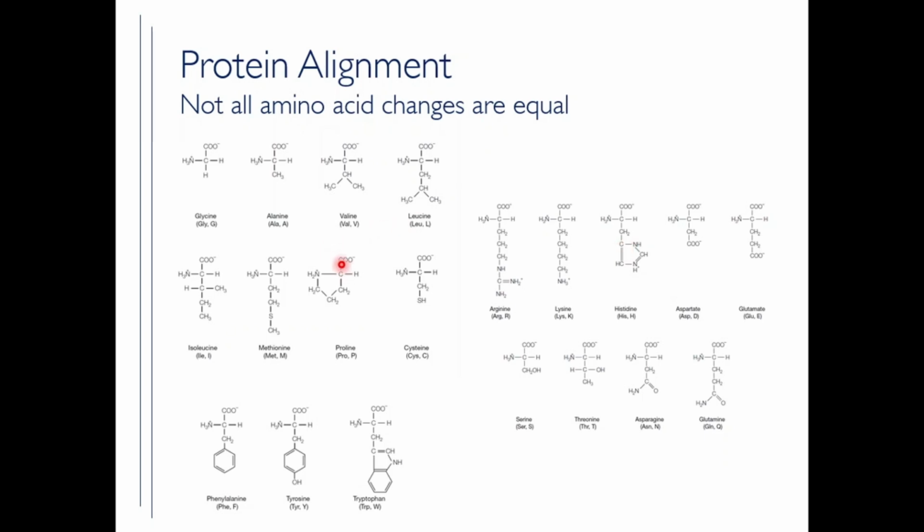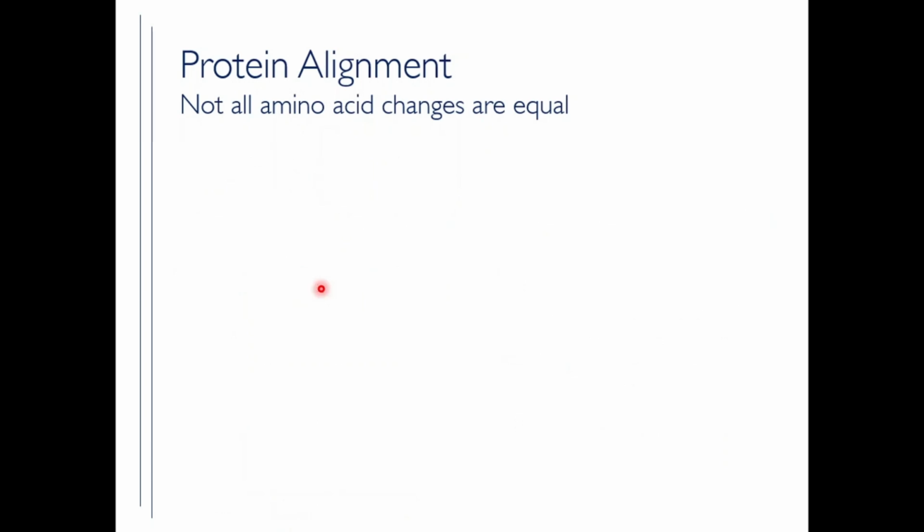So again, proline here, COO minus rather, NH2. So the R group here starts here and actually links back to the NH3 plus group here. So that's just showing that there.